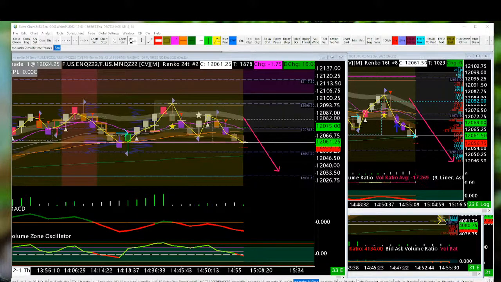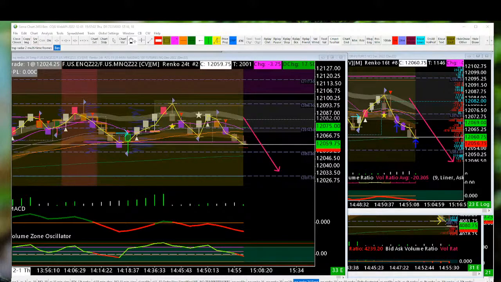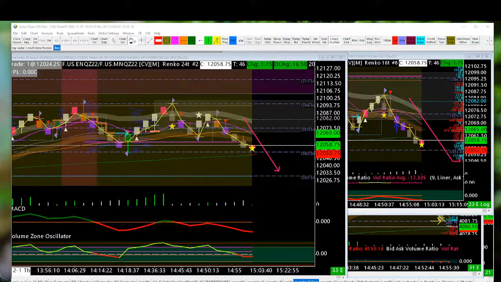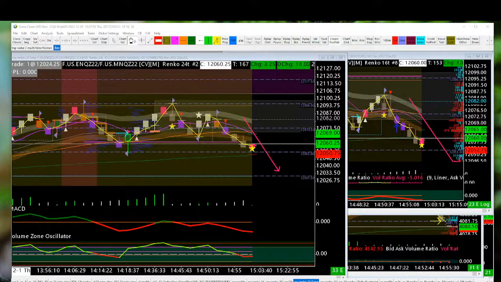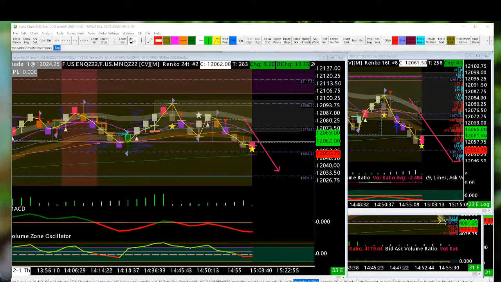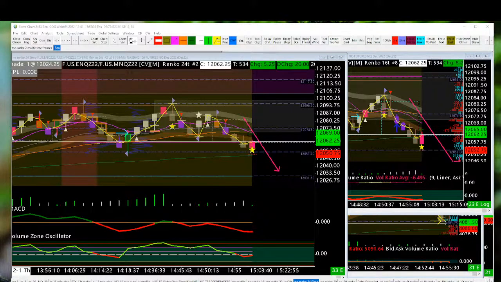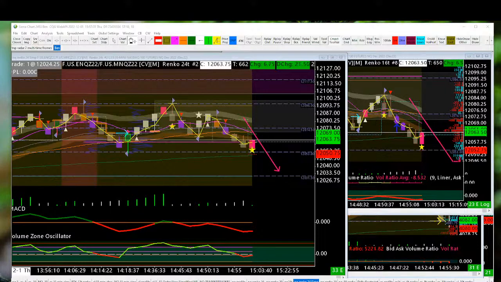Puts. Okay, let's see. We'll see what happens. They're technically supposed to go back up there and test it, I believe. I don't know if this is a good idea, but I'm gonna try it. So we're gonna go up there and test it, and then reject. And if they do, we're probably going lower.